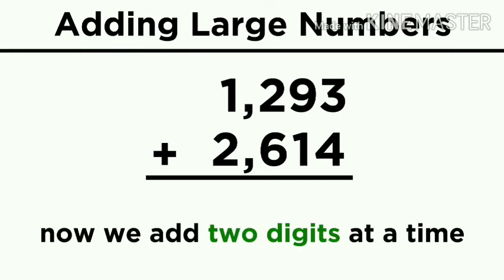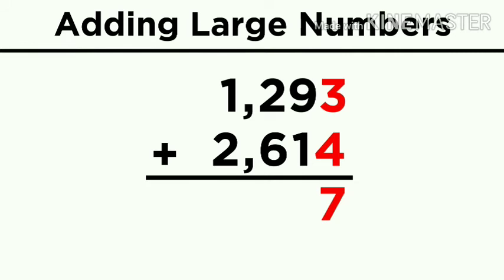Now the math is very easy because we just add two digits together at a time, starting with the units place. 3 plus 4 is 7, so we put a 7 here. With the tens place, it's a little trickier because 9 plus 1 is 10, and we can't put 10 here as we want a single digit.